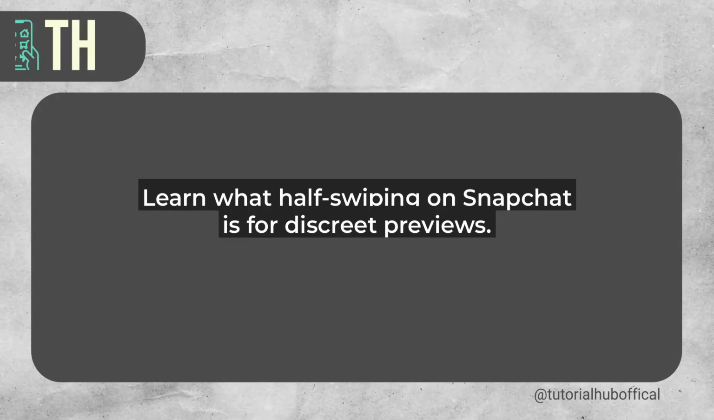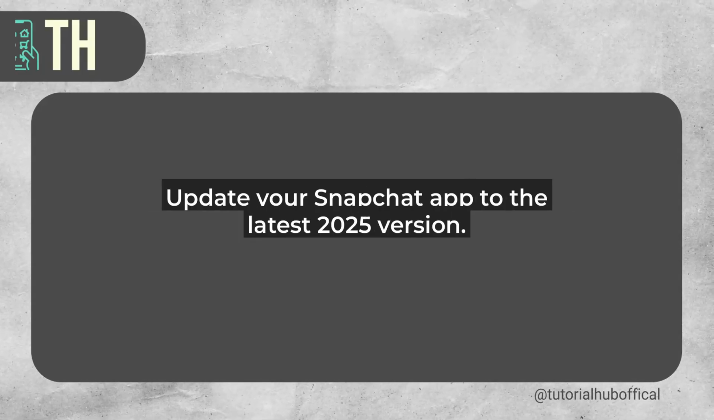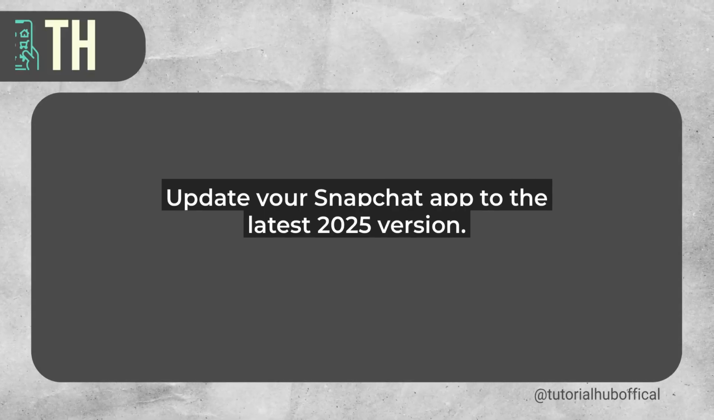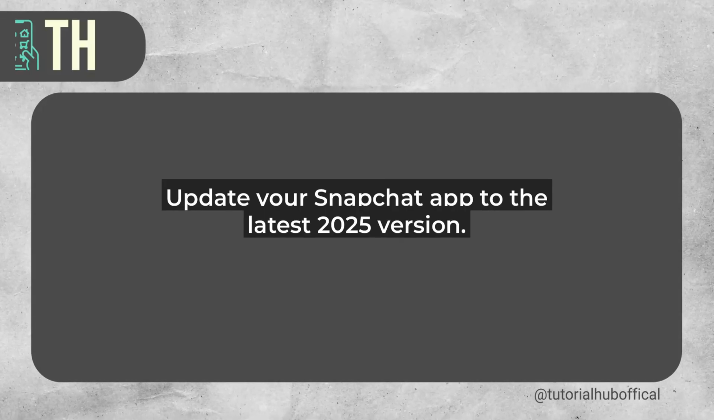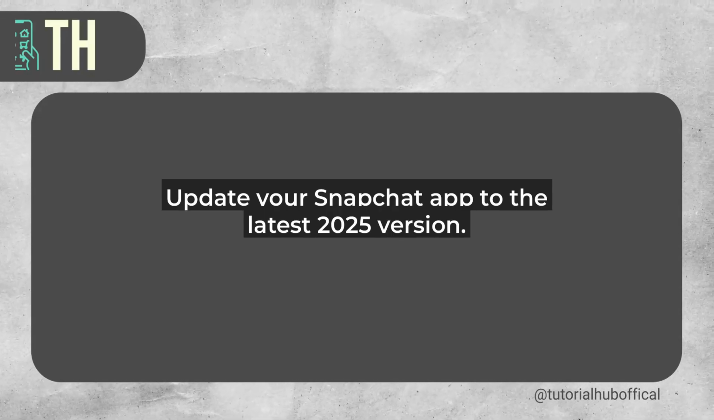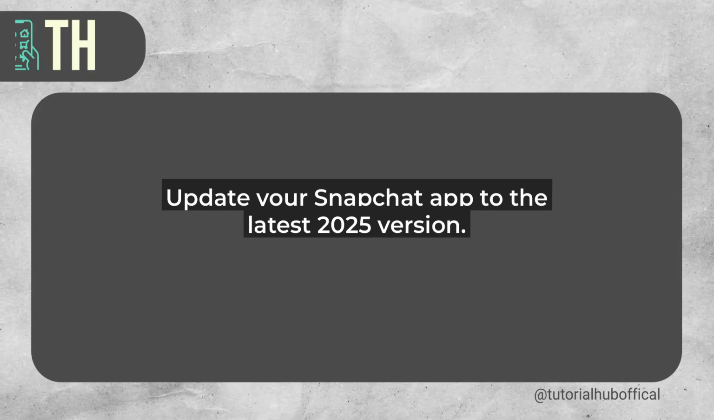First off, what's half swiping? It's a sneaky way to preview a Snapchat message or story without fully opening it, which means you can check content discreetly without triggering read receipts or notifications. This is super useful for staying incognito or quickly scanning chats on the go.